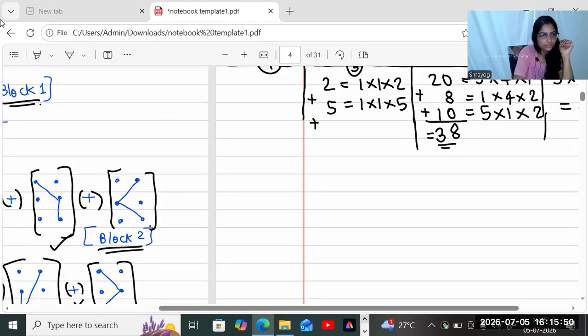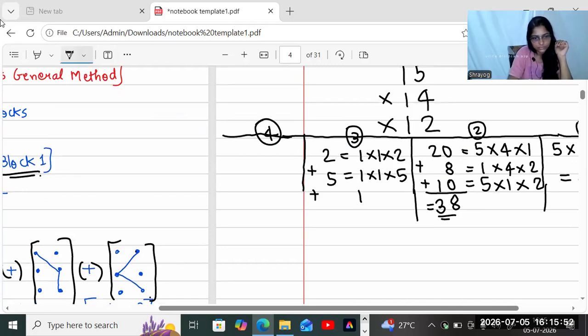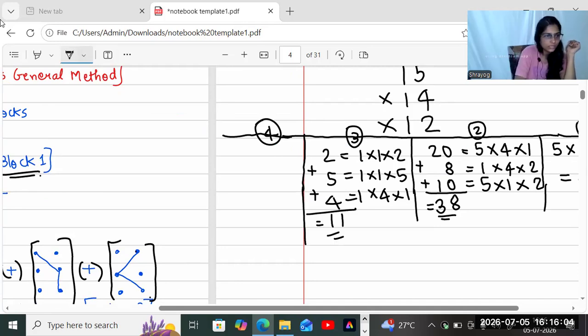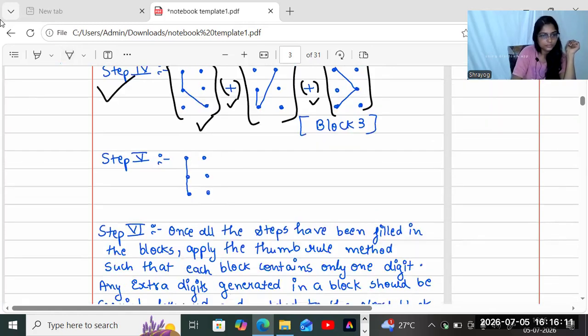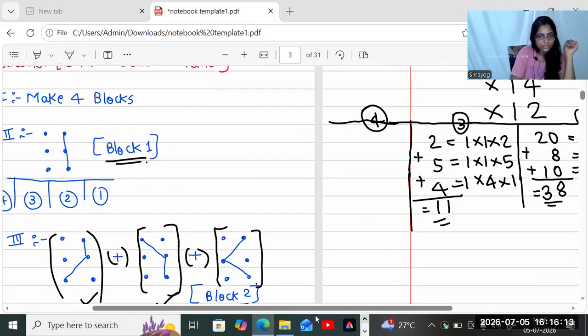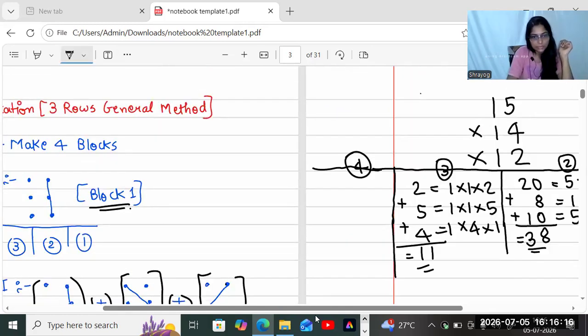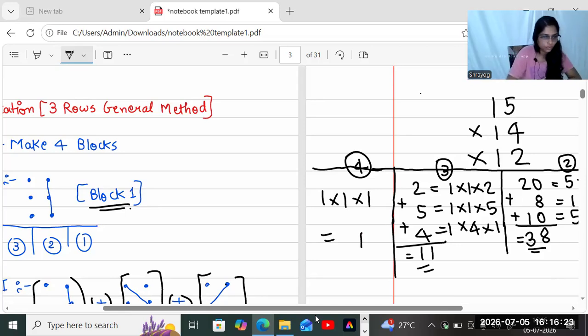In the place of dots, I could see these numbers: 1 multiplied by 4 multiplied by 1. I get 4. So the answer here is 11. So the block 3 answer I get is 11. Now our fourth step is also done. Now, in the fifth, 1 multiplied by 1 multiplied by 1. All the tens place digits have to be added up in the fourth block.